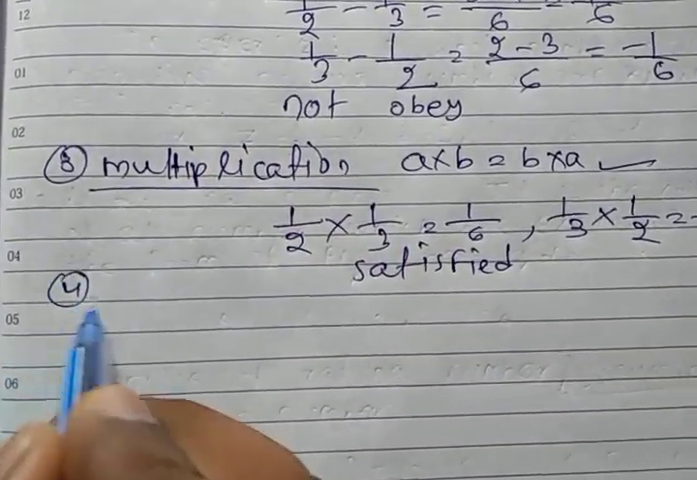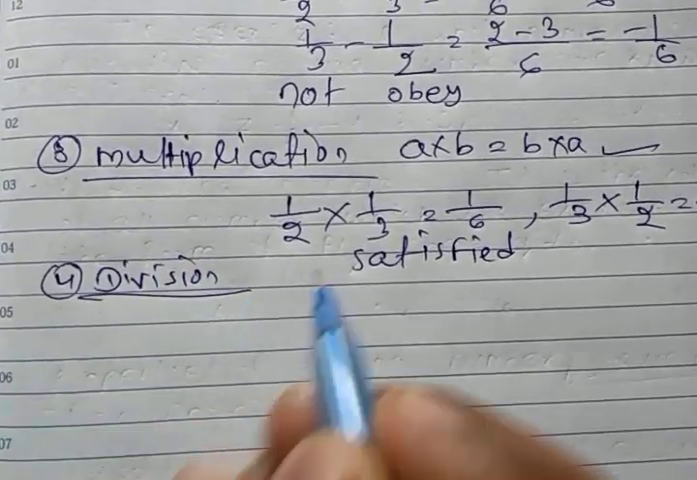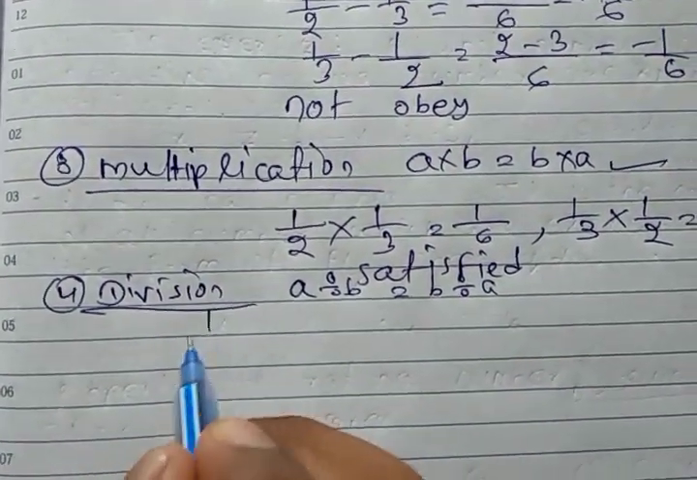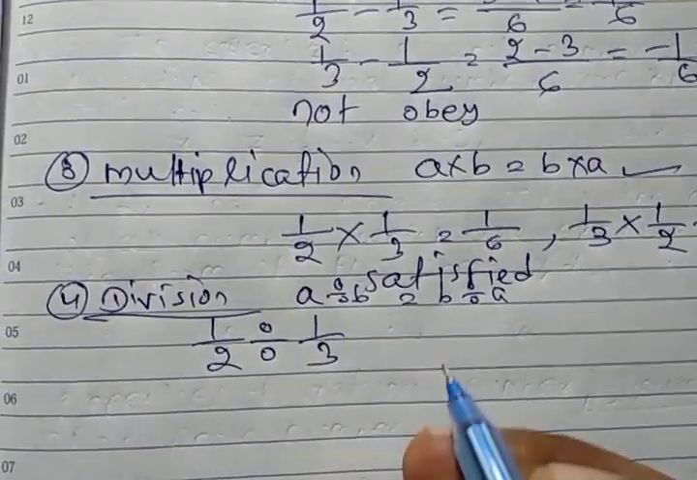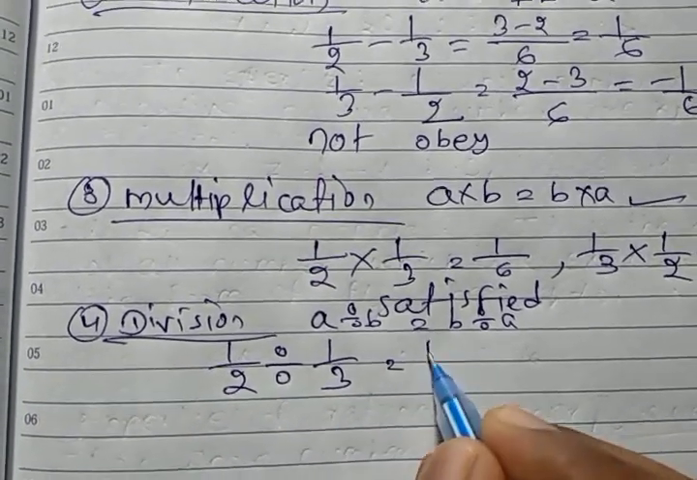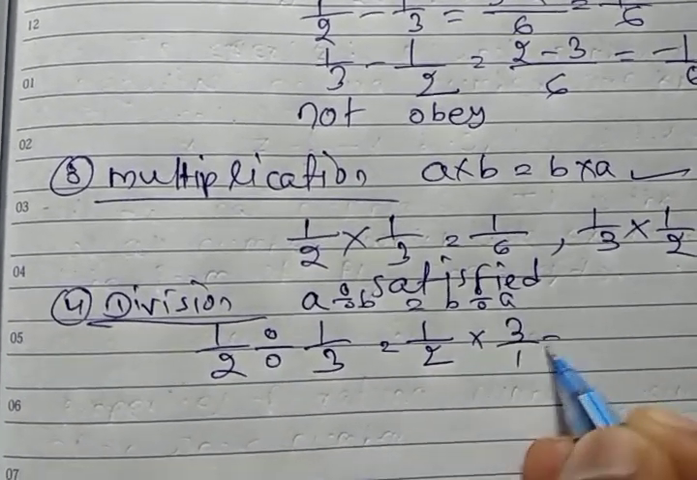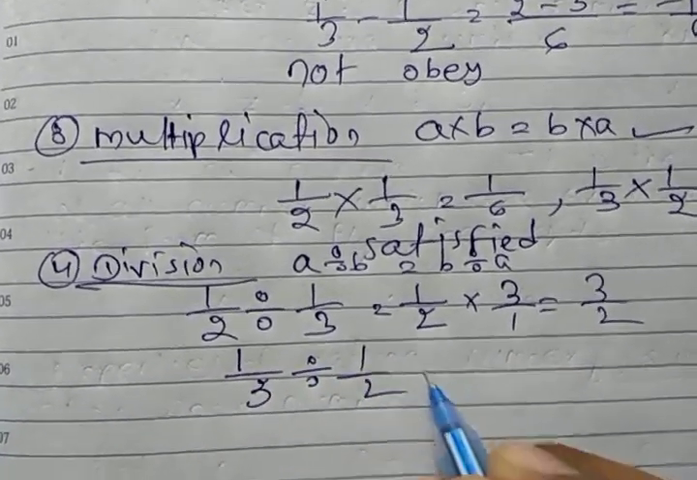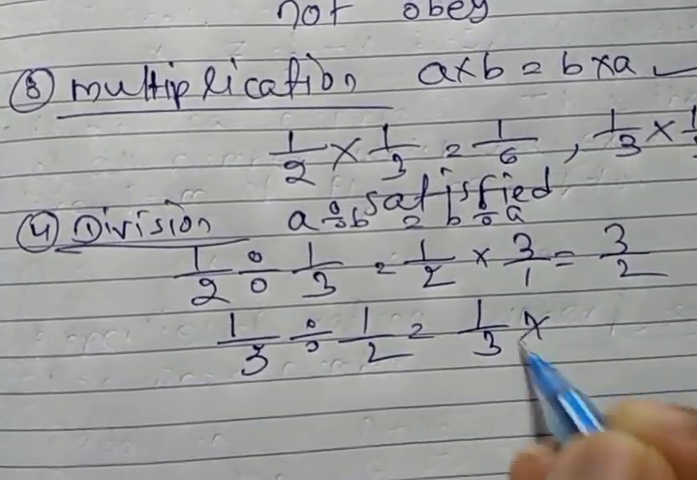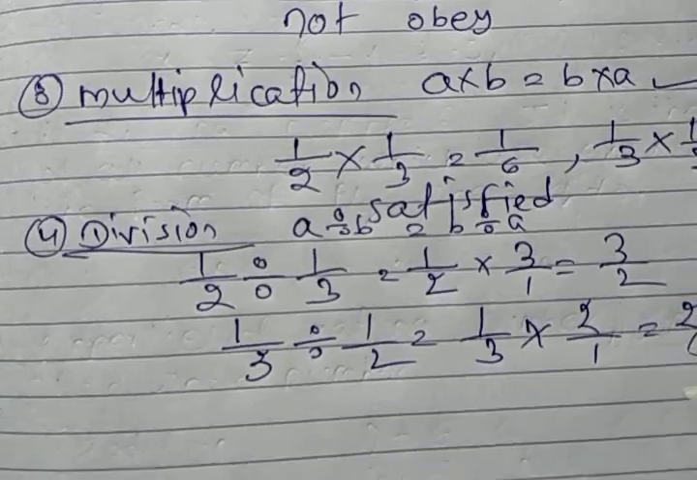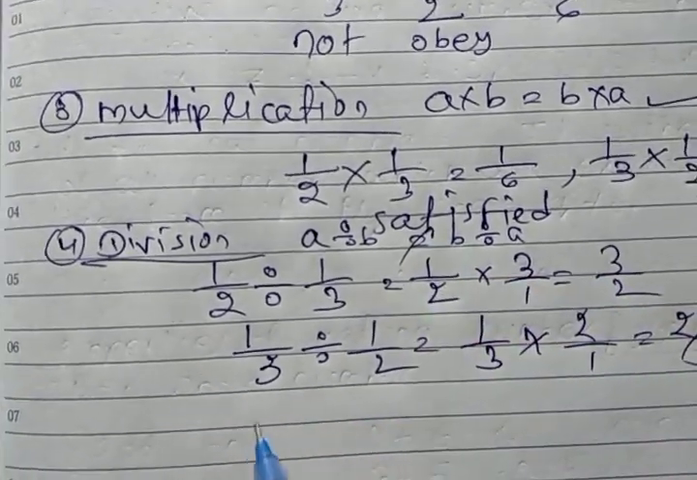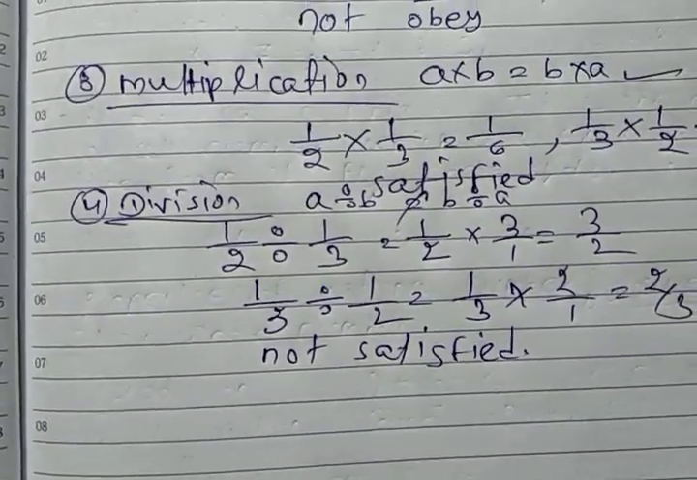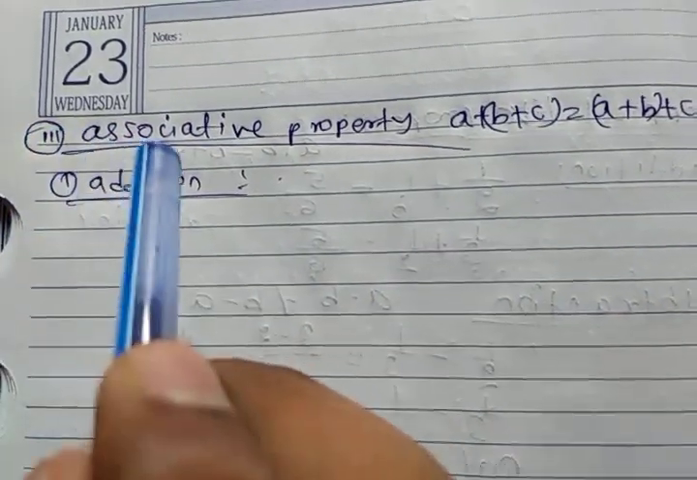Then next is division. The condition is A divided by B equals B divided by A. 1 by 2 divided by 1 by 3 equals 1 by 2 into 3 by 1, which is 3 by 2. Then 1 by 3 divided by 1 by 2 equals 1 by 3 into 2 by 1, which is 2 by 3. Not the same, so it is not satisfied. Okay, the next property is the associative property.